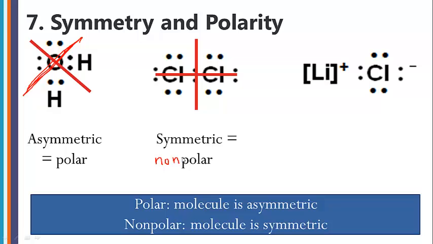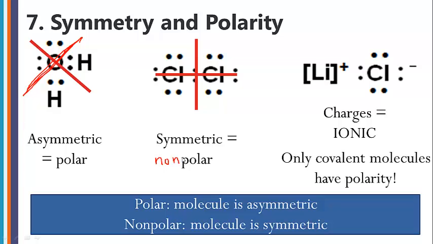For the last one, I've got lithium with a +1 charge and chlorine with a -1 charge. The fact that I have charges tells me that this is ionic. Only covalent molecules have polarity. Ionic is like an extreme case of being polar, where the electronegativity difference is very large. So because this is ionic, I wouldn't say that it was polar. I would simply say that it was ionic.